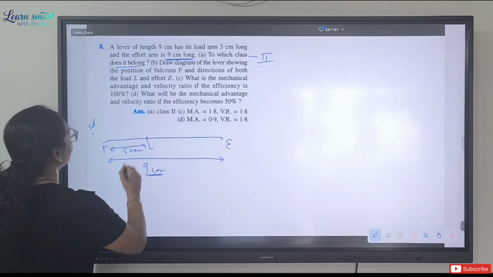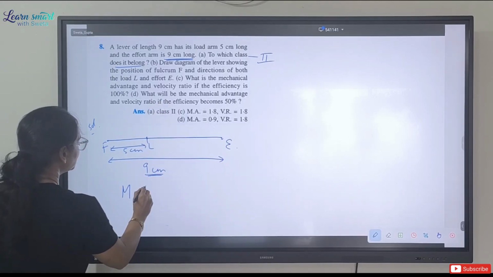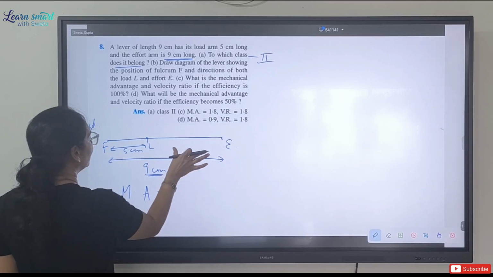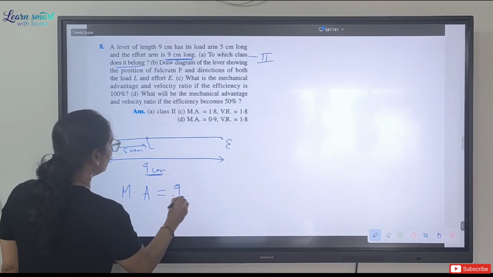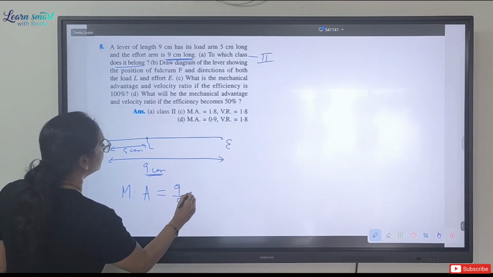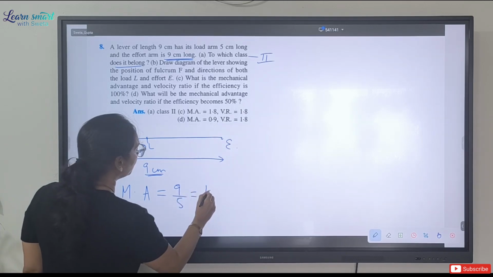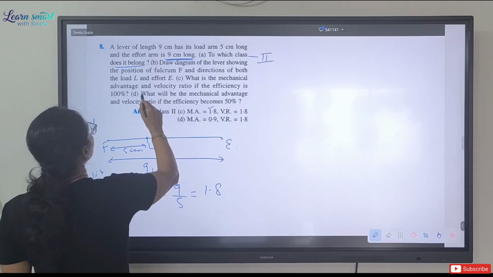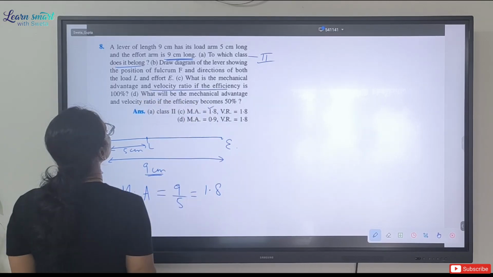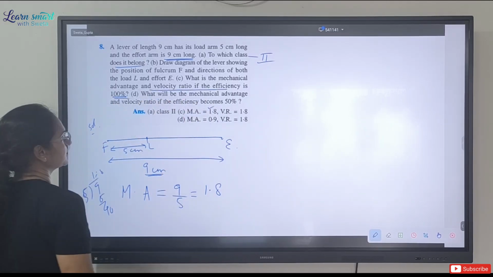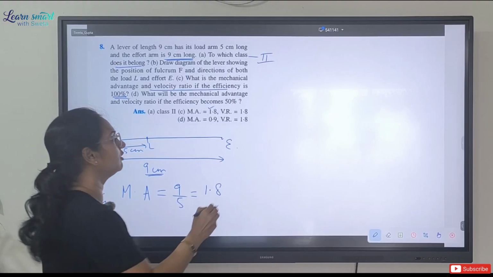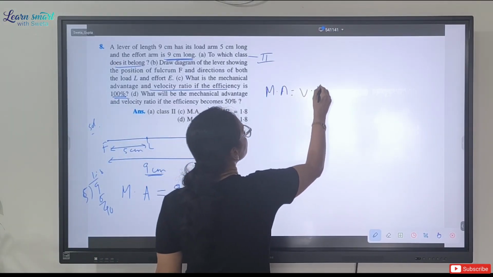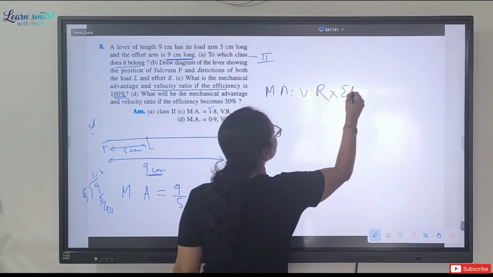And what is the mechanical advantage? So mechanical advantage will be how much? Mechanical advantage is length of the effort arm, which is 9, upon length of the load arm, which is 5. So if you calculate, you will get 1.8. Then they are also asking velocity ratio if the efficiency is 100%. So we have to remember the formula that mechanical advantage is equal to velocity ratio into efficiency.